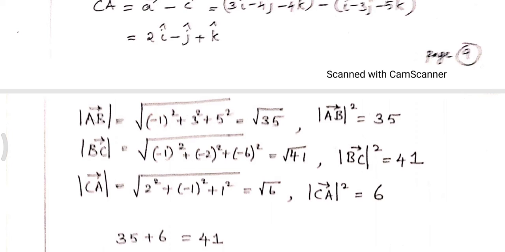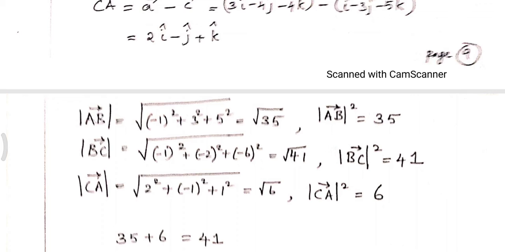So Pythagoras theorem says the square of the hypotenuse is equal to the sum of squares of the other two sides. So let us see the magnitude. I am finding the magnitude of AB vector, which is root 35. Now we are going to apply Pythagoras theorem, so I am squaring it. The magnitude of AB vector, squaring it, the square root goes off, so we get 35.